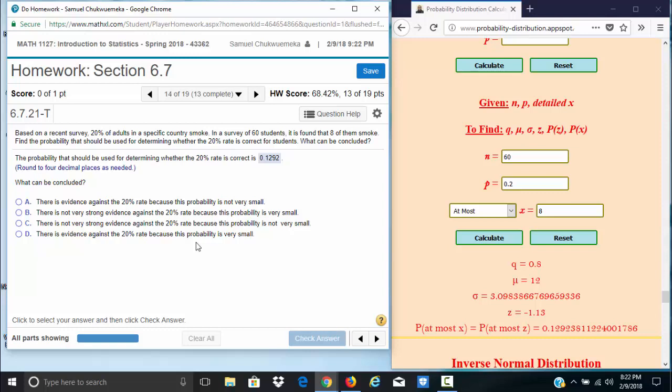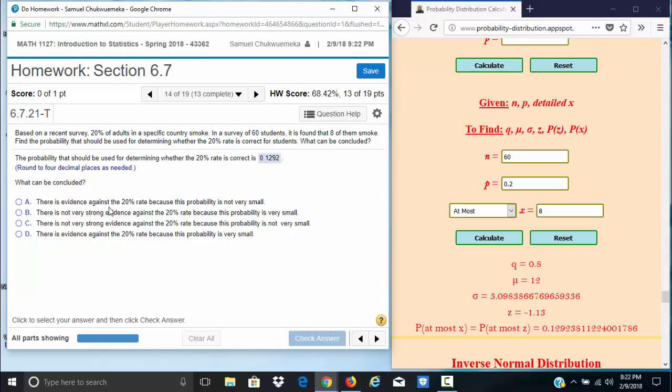The conclusion would be that the probability is not really small. If you look at the options here, probability is not very small, probability is very small. So probability is not very small. So we eliminate B and D. Let's look at A and C.